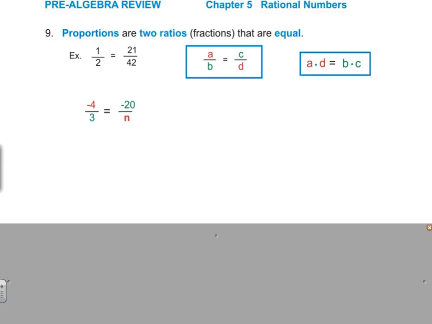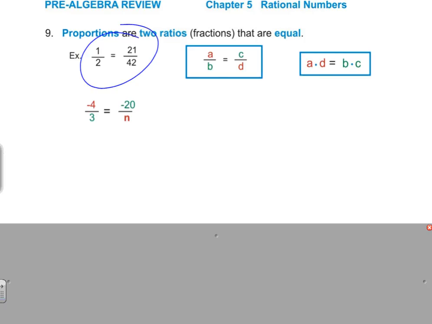All right. What else? A couple more things. How about proportions? What are proportions? They are simply two ratios or fractions that are equal. So if you look over here, you get a half equals 21/42. That's also a half, right? Or 4/8, etc., 5/10, whatever.